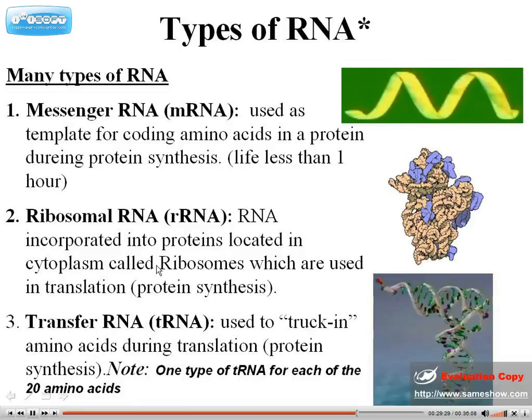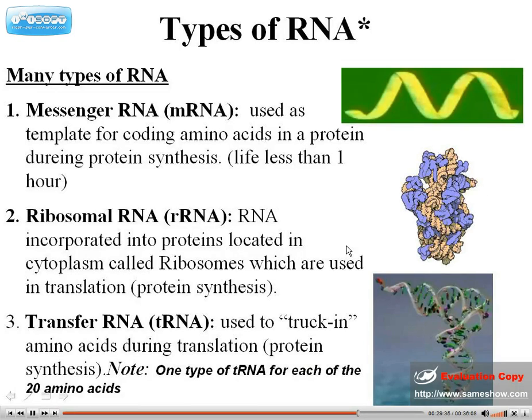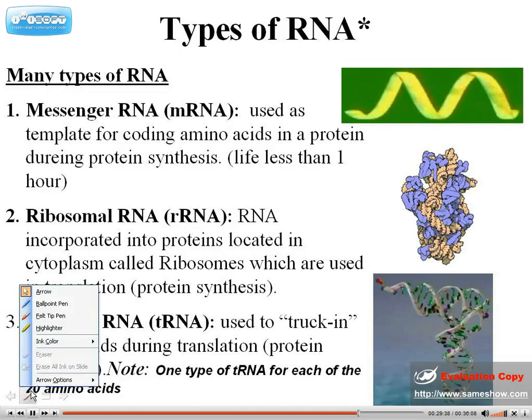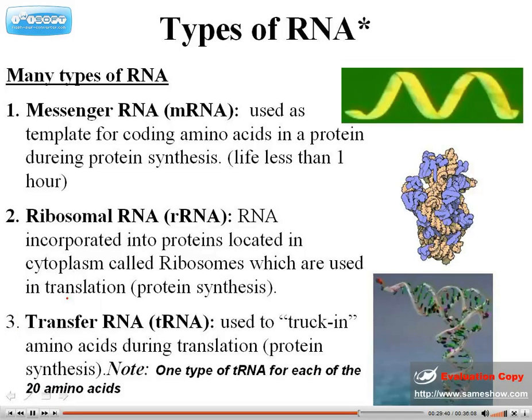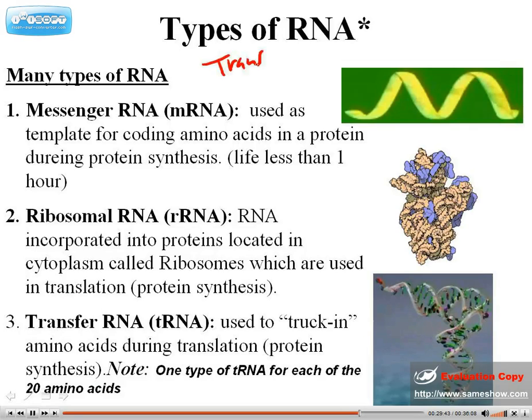The other types of RNA, now we're switching gears here. We have messenger RNA, ribosomal RNA, and transfer RNA. During transcription, you go from DNA to messenger RNA. There's another step involved, but this is the type of crude, biodegradable RNA that is actually produced, which is sent to the protein-making factory.